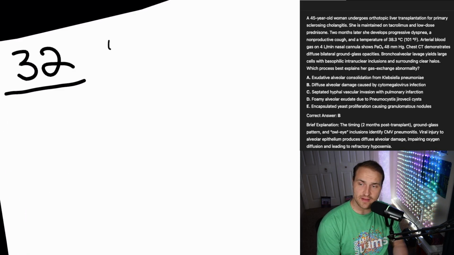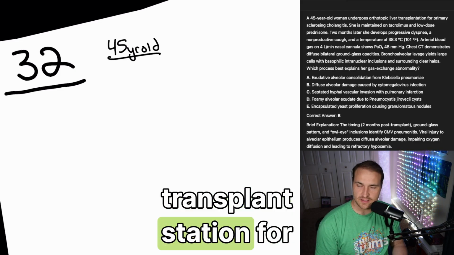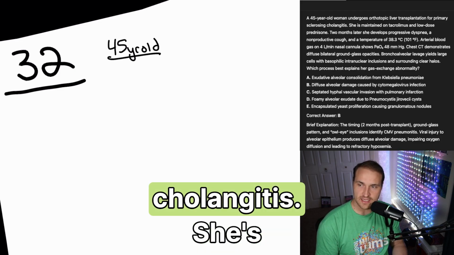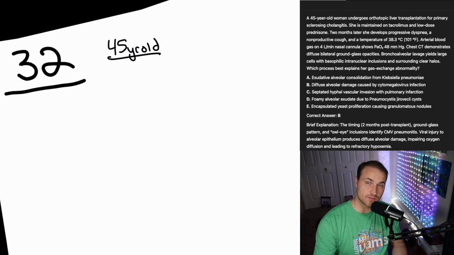In this question, we have a 45-year-old woman undergoing orthotopic liver transplantation for primary sclerosing cholangitis. She's maintained on tacrolimus and low-dose prednisone. Two months later, she develops progressive dyspnea, a non-productive cough, and a temperature of 38.3. That's 101 Fahrenheit. Arterial blood gas, on 4 liters per minute, shows PaO2 of 48. Chest CT demonstrates diffuse bilateral ground glass opacities. Bronchial lavage yields large cells with basophilic intranuclear inclusions and surrounding clear halos. Which process best explains her gas exchange abnormality?